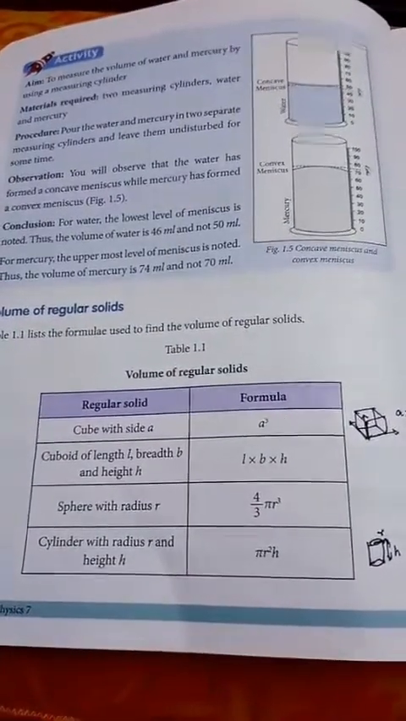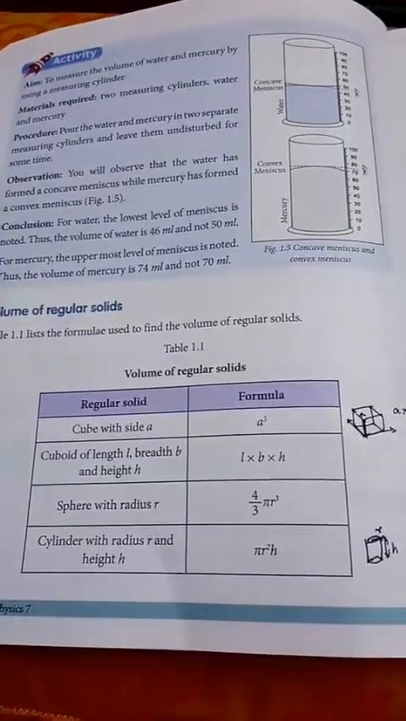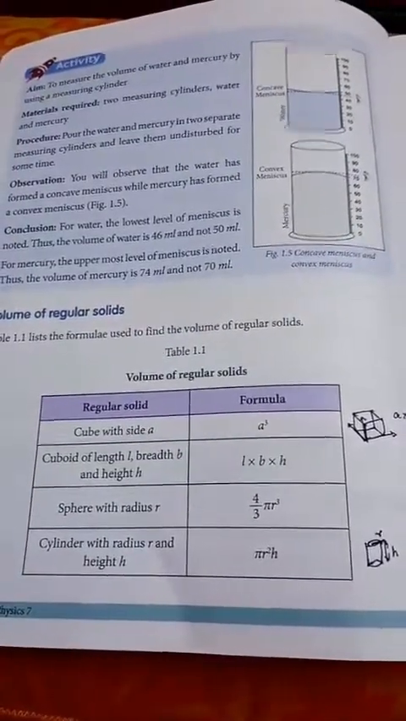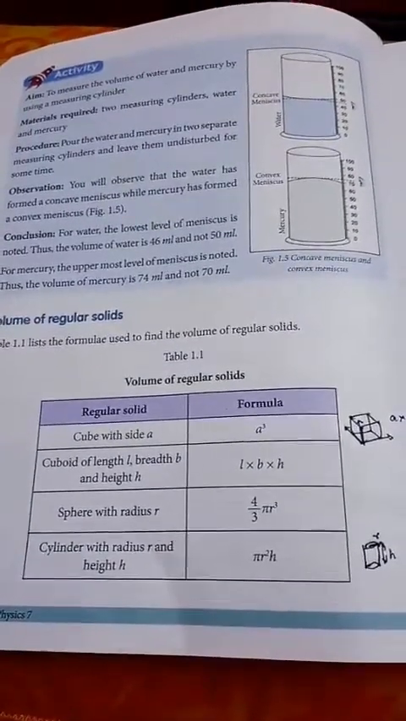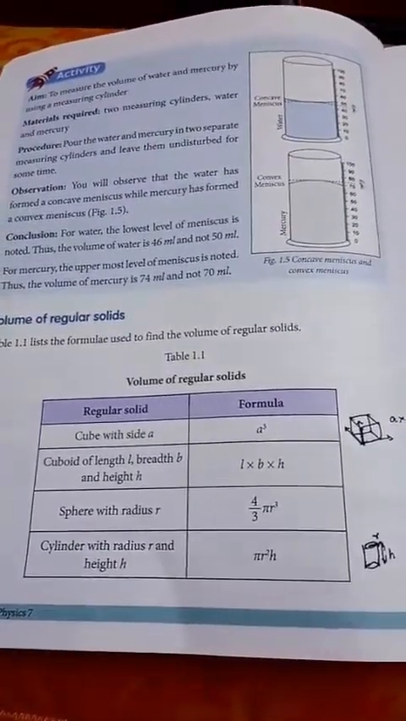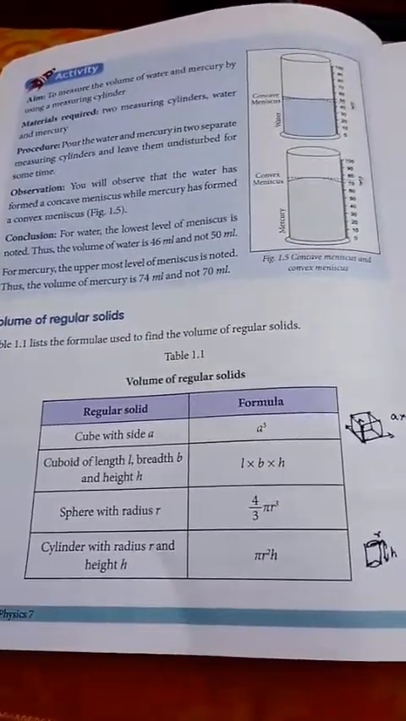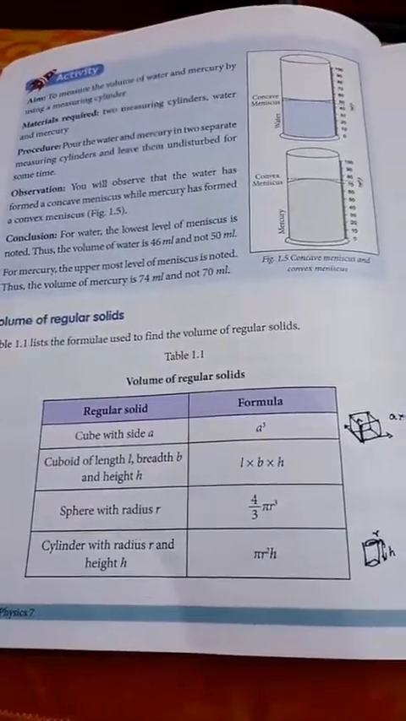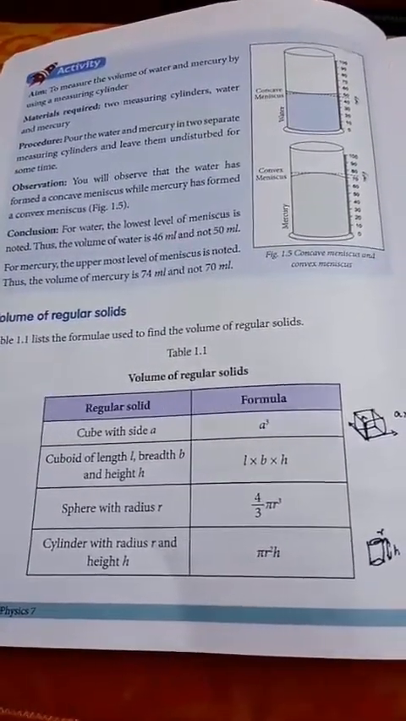Next one is a sphere with radius r. A sphere is something like your cricket ball. It's not just like a ring, but it is your cricket ball. So consider a cricket ball. It has a radius r. Now it is going to occupy some space. Your cricket ball will have some space inside it. Because of which we will use the formula 4 by 3 pi r cube.